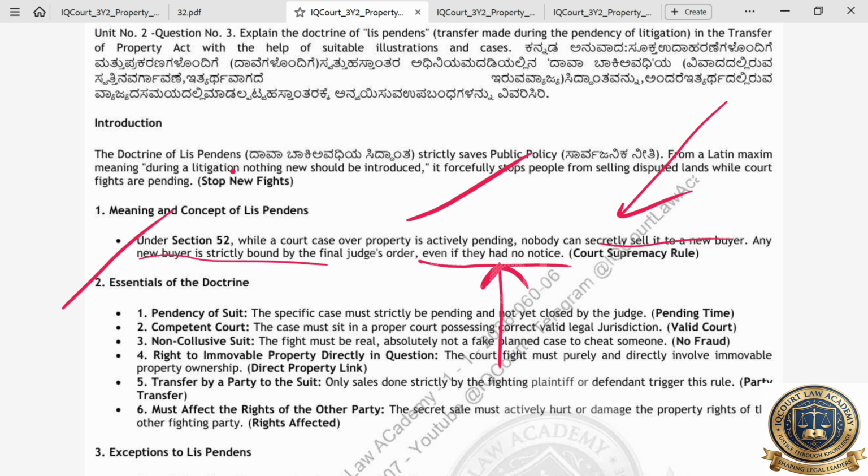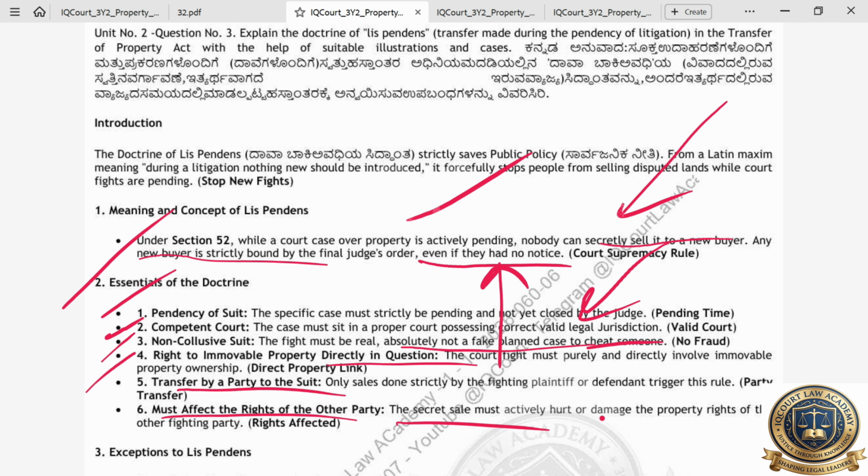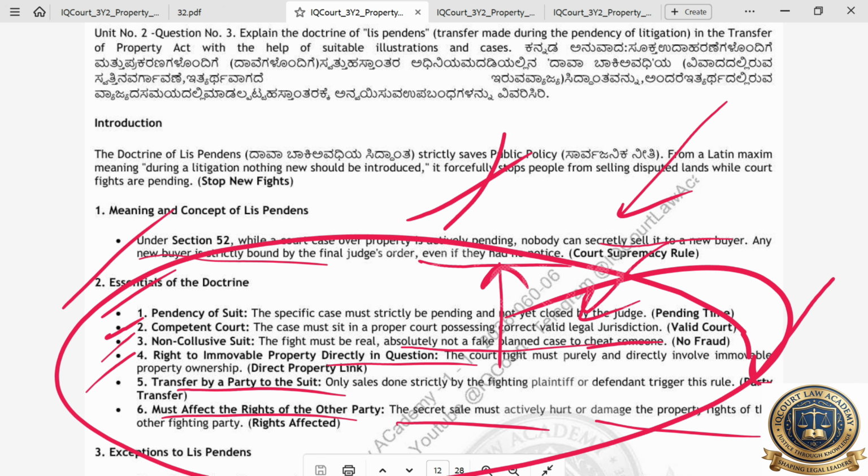Essentials of the doctrine: pendency should be there, the case should be pending before the competent authority, the competent court. Next, the fight must be real, not a fake, planned one to cheat someone. Right to immovable property must be directly in question. Transfer of the property in the suit must affect the rights of the other owner. If the secret sale must actively damage the property rights of the other party, only in this case will the lis pendens doctrine apply.